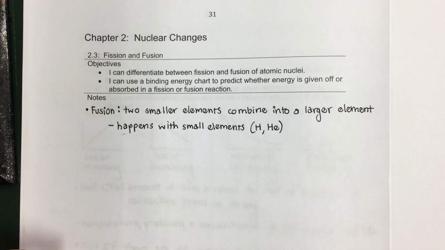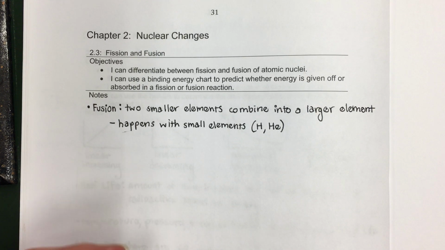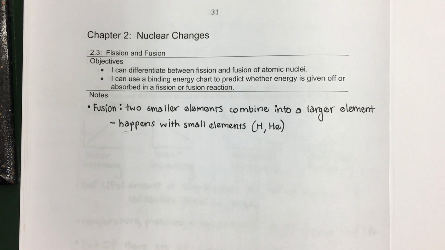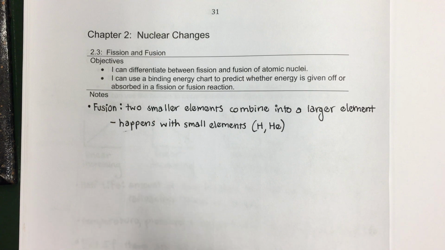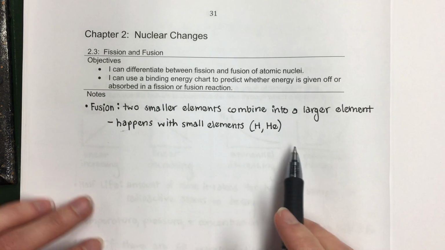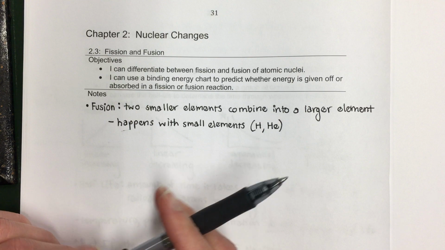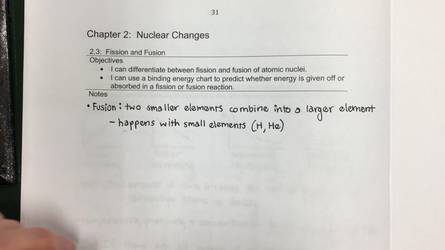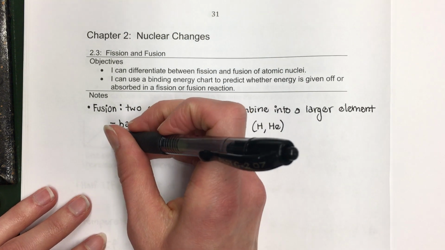Fusion is very common. Well, fusion is what happens in stars. So our world is actually powered by fusion because the sun produces energy through fusion. The sun is not burning in the same way that like a log burns. It is actually doing nuclear fusion, and that's how it's producing its energy.